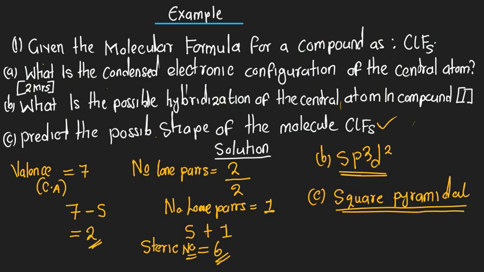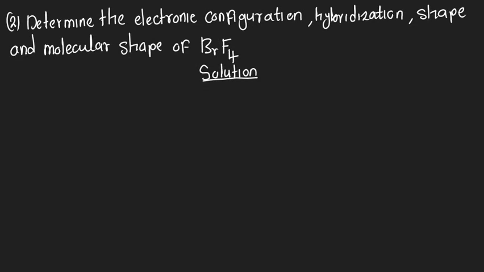It's that simple. Let's try another one, this one. For this one, I'm going to use the same concept. Now I'm going to be very fast. Determine the electronic configuration for this particular compound. So, the central atom, right? Let's determine the electronic configuration of the central atom, bromine.